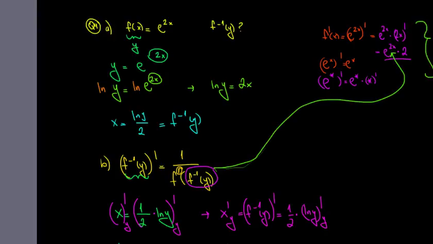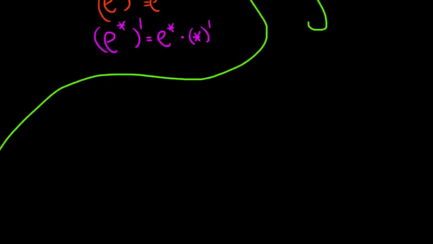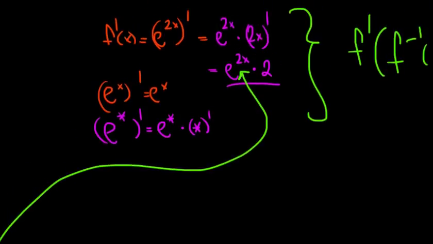Let's see. We would have f derivative of the inverse, and the inverse is equal to, where did we find out the inverse? It was over here. The inverse is equal to ln of y over 2. So we'll substitute ln of y over 2 into x. Let me zoom in again so it's easier to follow. We will substitute our inverse into x.